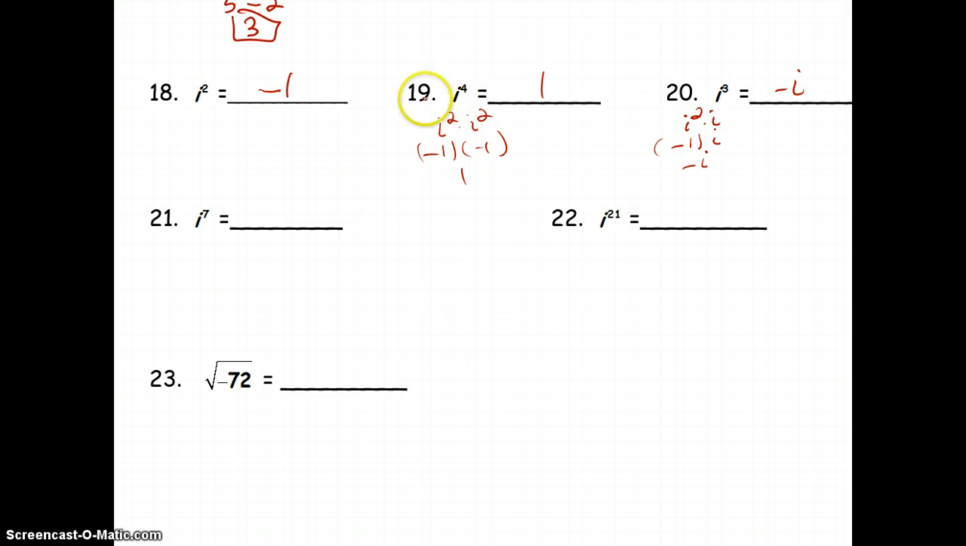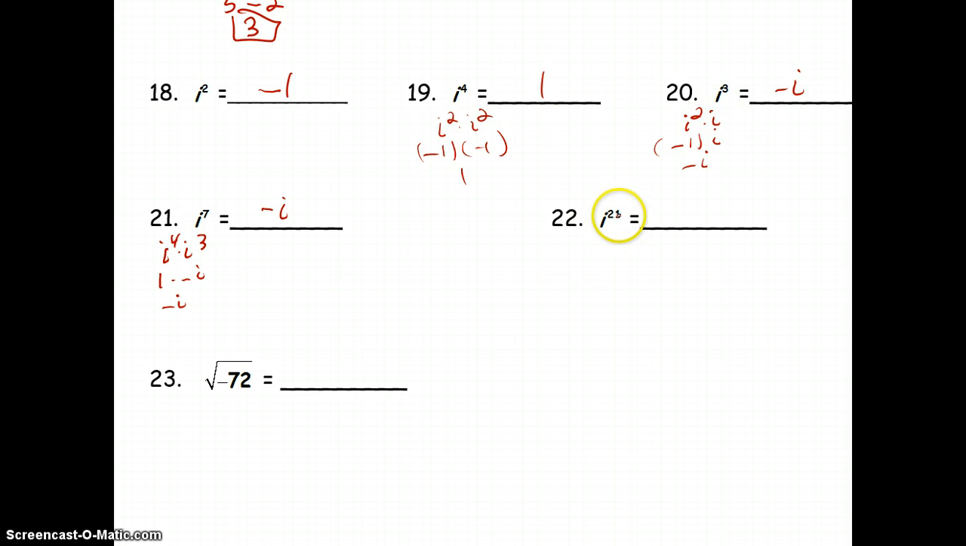If I already know what i to the 4th is, I would rewrite i to the 7th as i to the 4th times i to the 3rd, because we've already solved for these two. So now we have i to the 4th was 1, i to the third was negative i. So i to the seventh is negative i. Using our pattern, this should make a lot of sense because after 4, it restarts. So an i to the seventh should be the same as an i to the third.